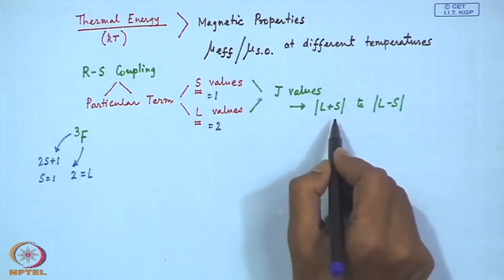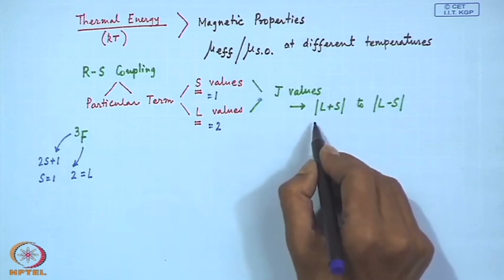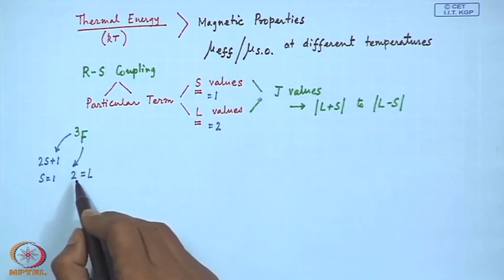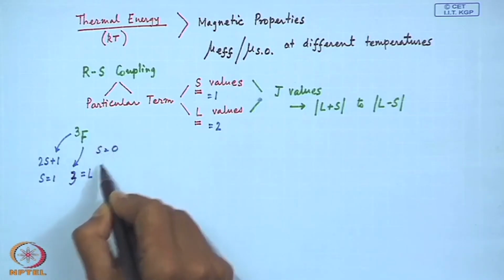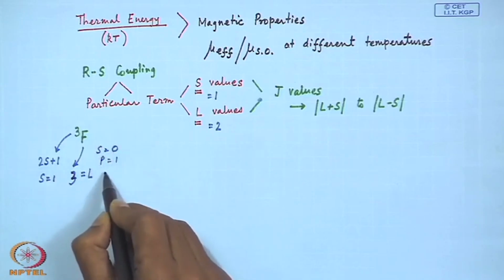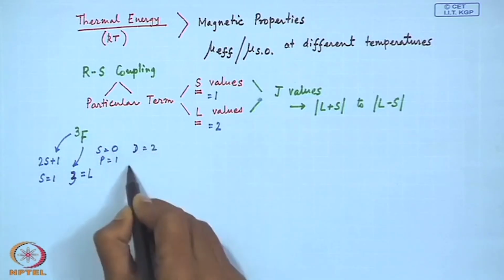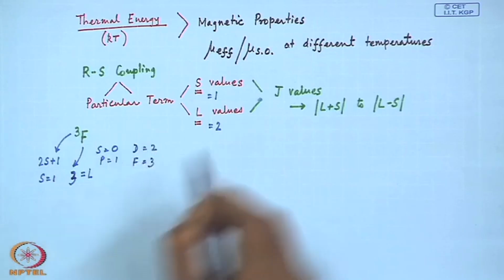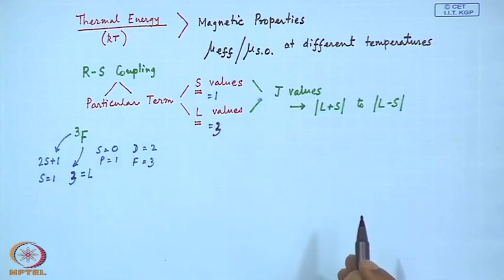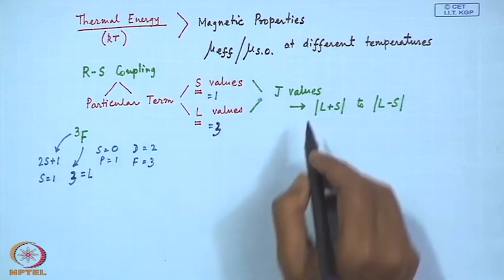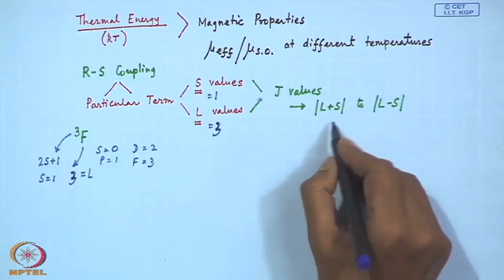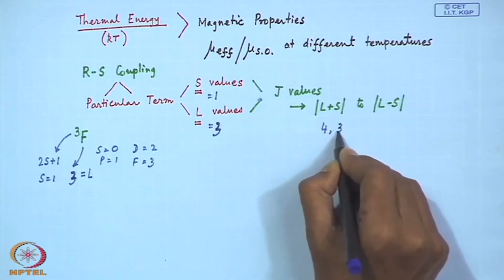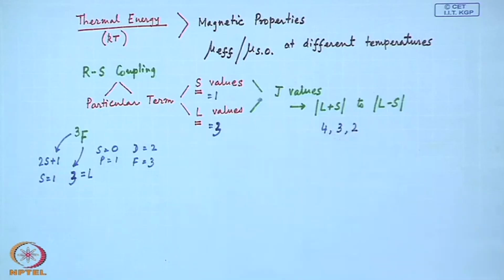So for L plus S, SPDF: S is equal to 0, P is equal to 1, D is equal to 2, F is equal to 3. So L is 3 and S is 1. We can have the total value from L plus S to L minus S, that means 4, 3, 2. So these are the corresponding values for J.